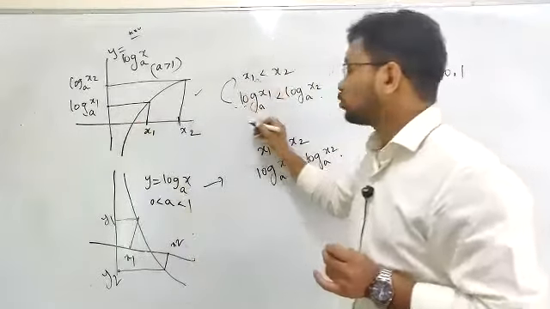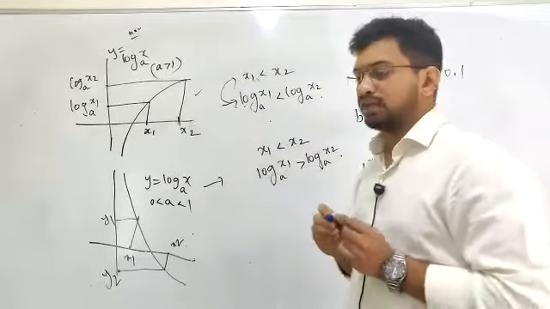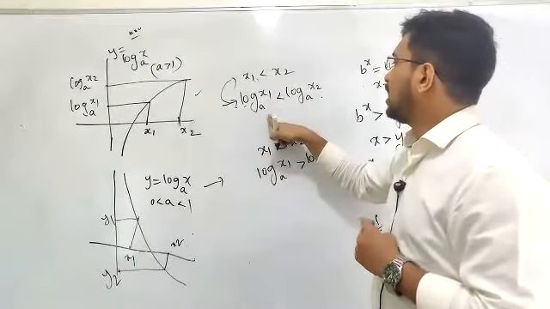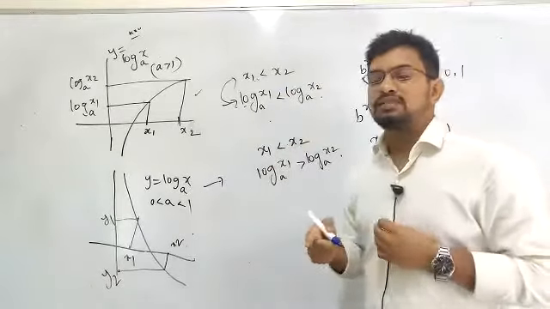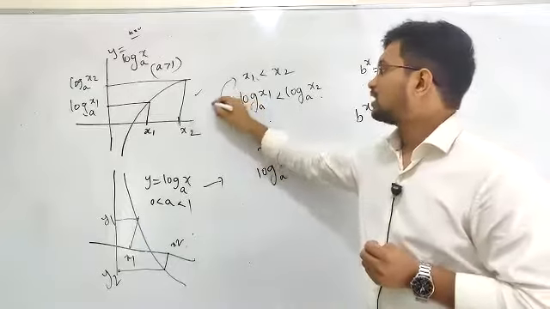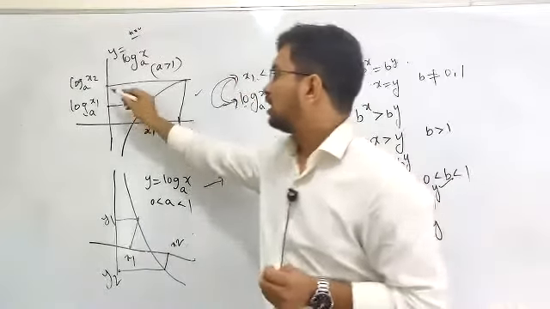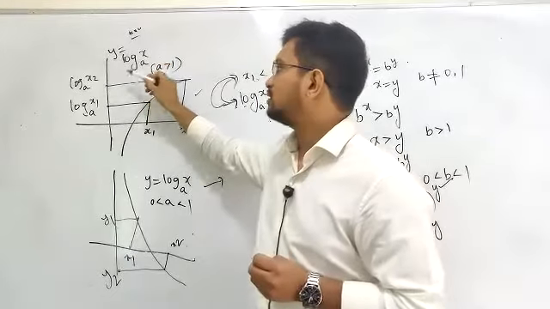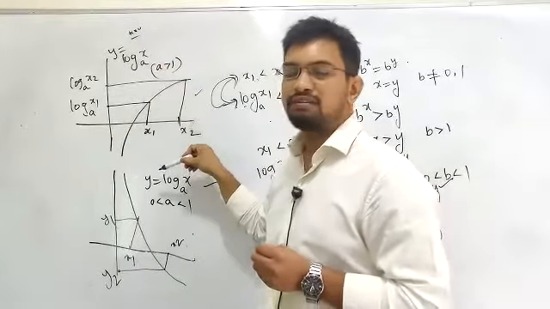Now let's take y. Let's say in the question this was given, that is log x1 to the base a is less than log x to the base a. If the question asked this, then I can write it like this. Obviously, look, they gave you something with respect to this graph: this is when the base is greater than 1, and this is when the base lies between 0 and 1.